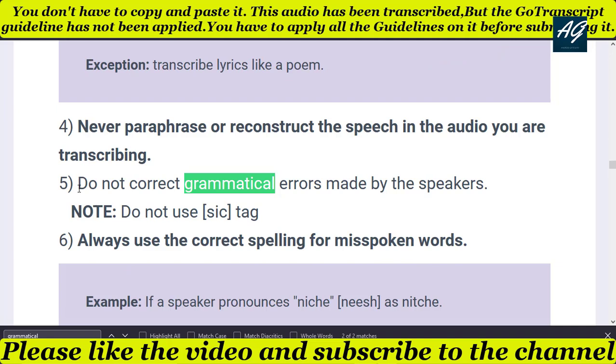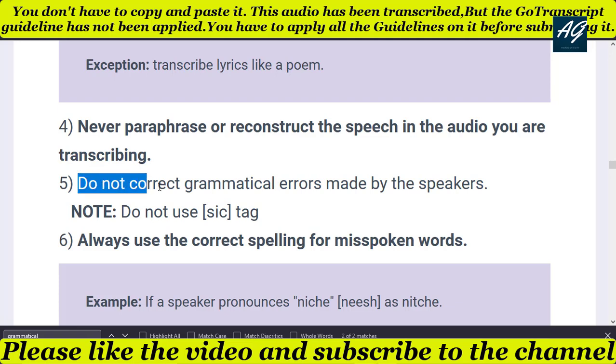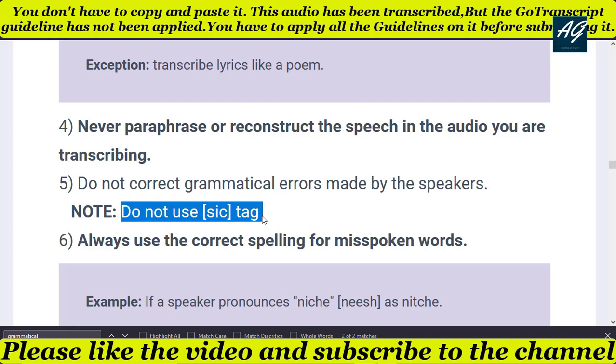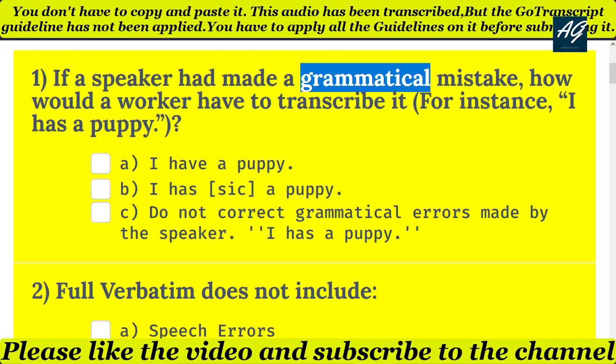So if you check the number 5 step in the guideline, here it says do not correct grammatical errors made by the speaker, and also in the notes, do not use the sic tag. So do not correct grammatical errors made by the speaker, and also do not use the sic tag. These are the rules related to grammatical errors. So according to the transcription guideline, the first option is false because we do not correct grammatical mistakes.